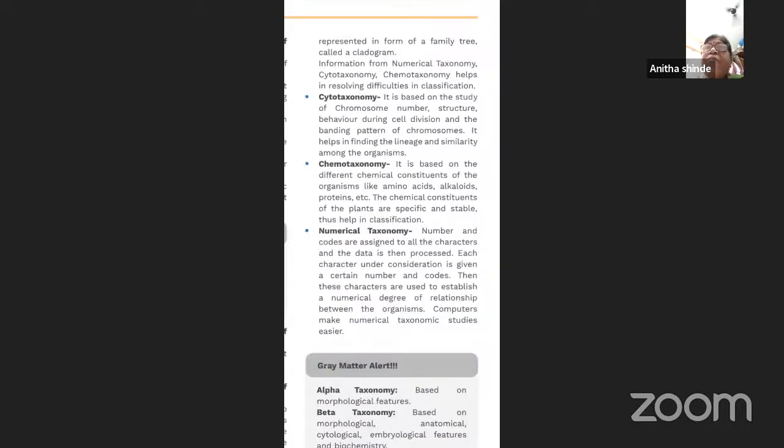The phylogenetic system of classification will give you the phylogenetic relationship. The classification is based on common ancestry, and they have categorized it into three: cytotaxonomy, chemotaxonomy, and numerical taxonomy. Cytotaxonomy is based on chromosome number, which may be number, structure, behavior, as well as banding pattern. Chemotaxonomy deals with the chemical constituents, whereas numerical taxonomy deals with the characters.